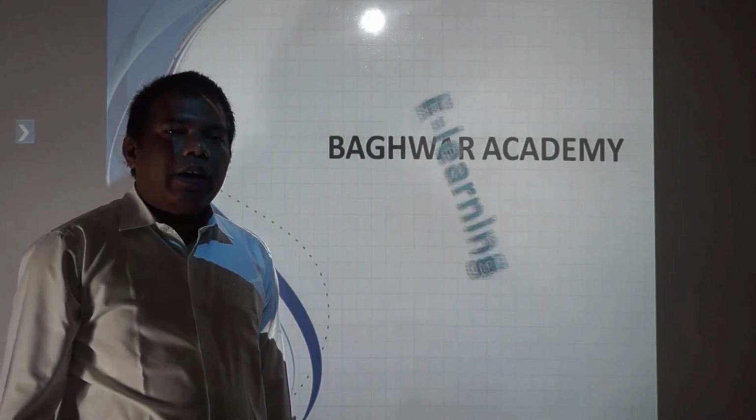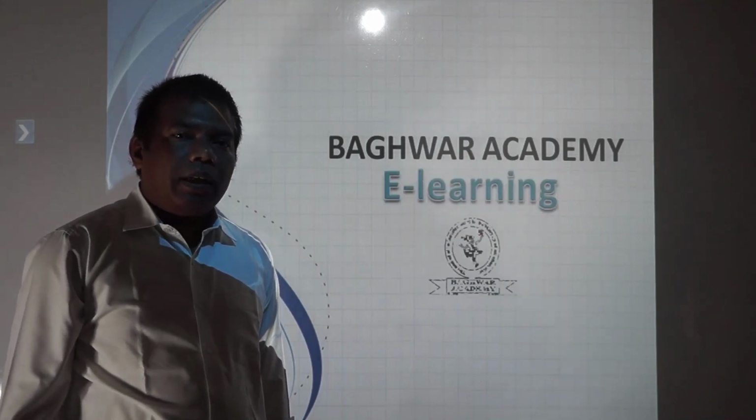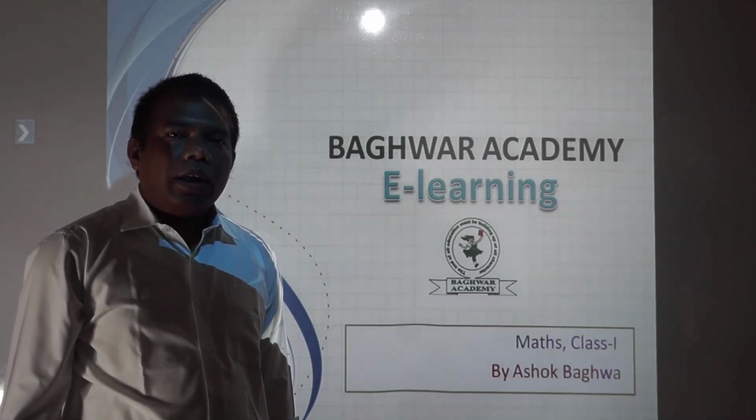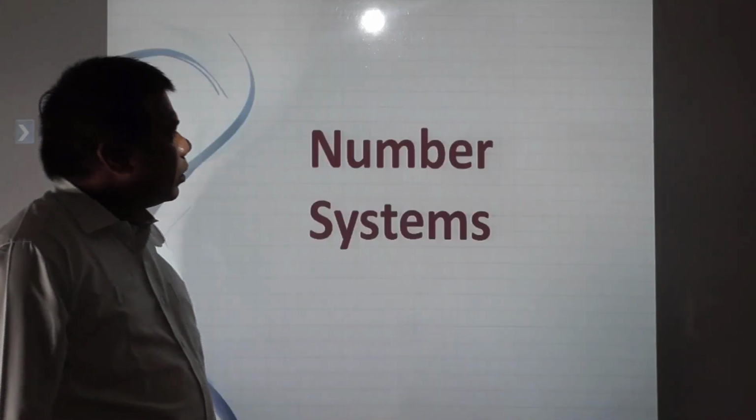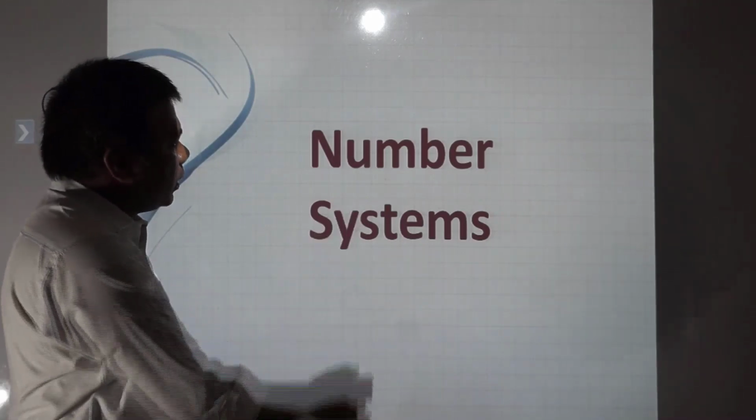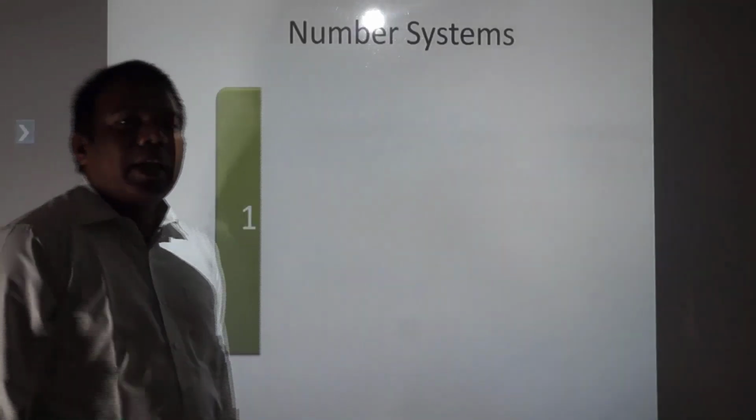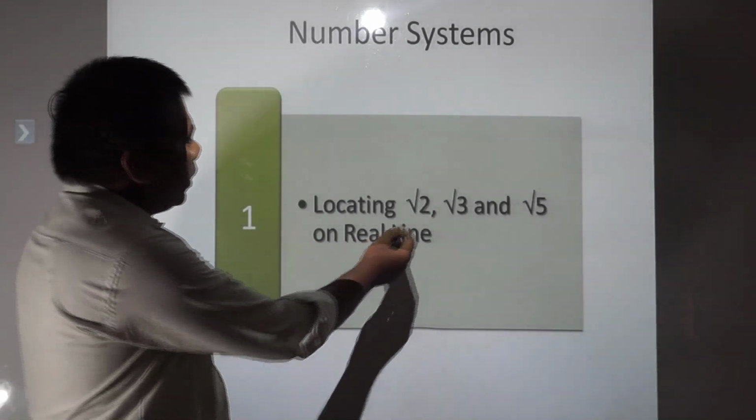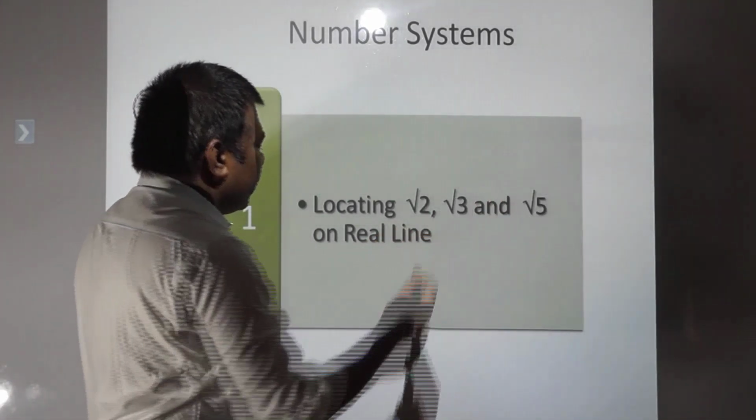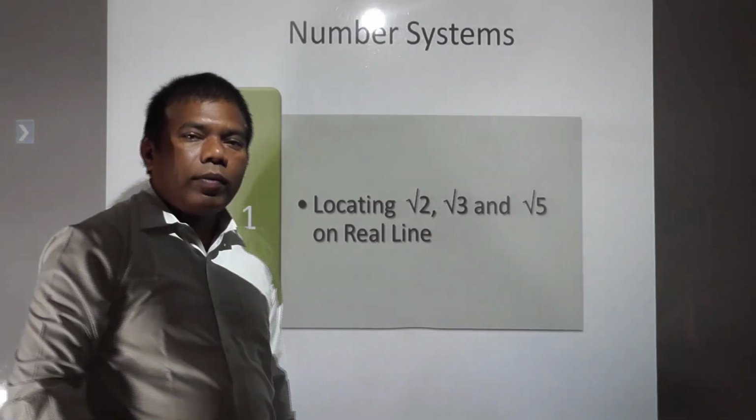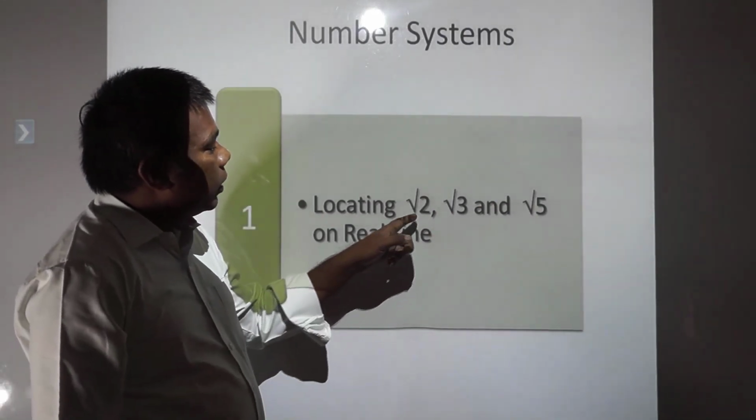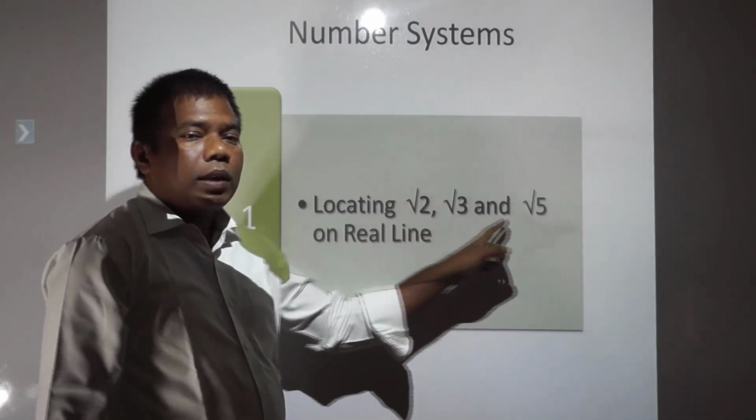So already in the previous video we have seen how to locate rational numbers on the real line. Today we are going to see, under this number system, how to locate irrational numbers. In irrational numbers we have taken root 2, root 3, root 5. How to locate them, we will see. So let's start, and let me tell you, this is very important because this comes in the exam.